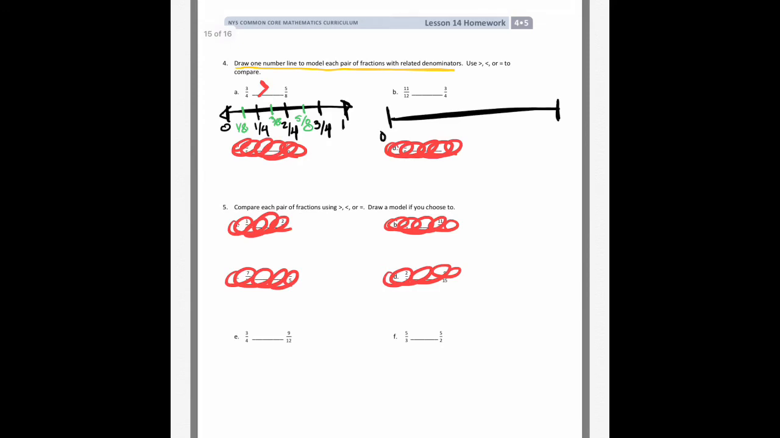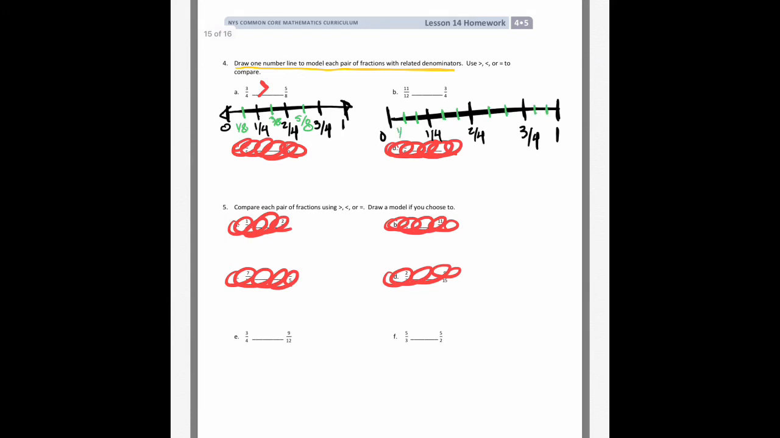Okay, we're going to repeat the same process again for B. So I'm going to draw my number line, 0 and 1. I'm going to start off by splitting it into fourths. I'm going to label where each fourth is. And now I have to split it into 12ths, and if I split each fourth into 3 parts, that'll give me 12 total. So we're going to do that.